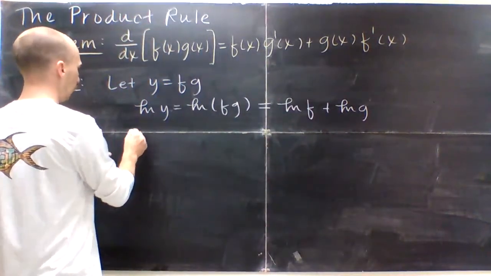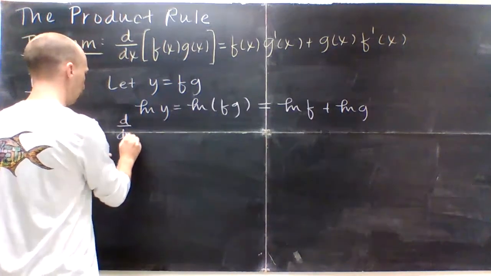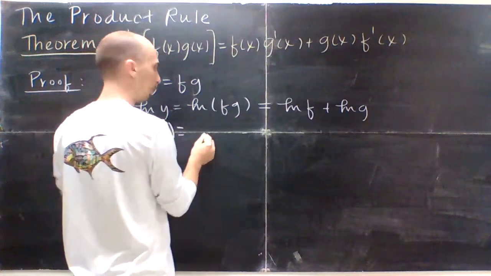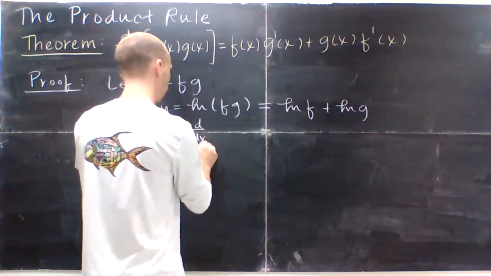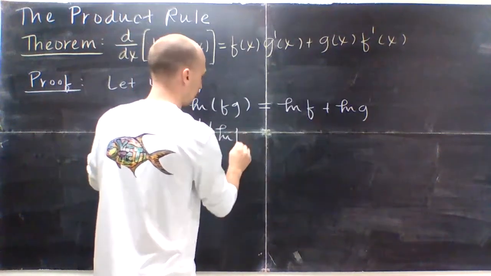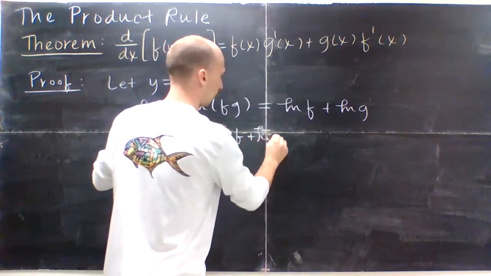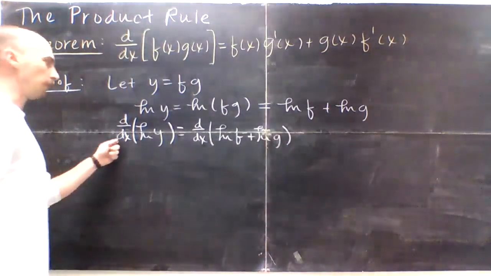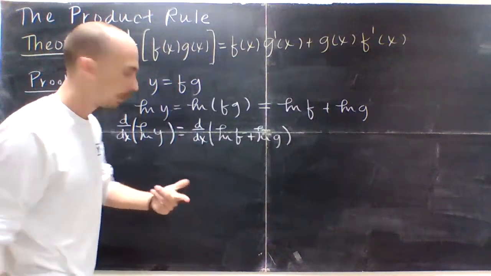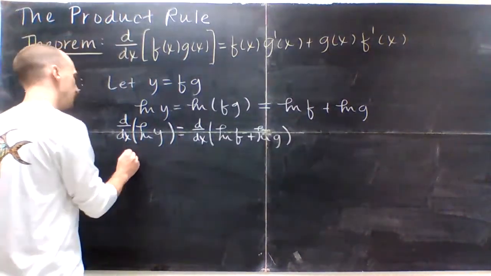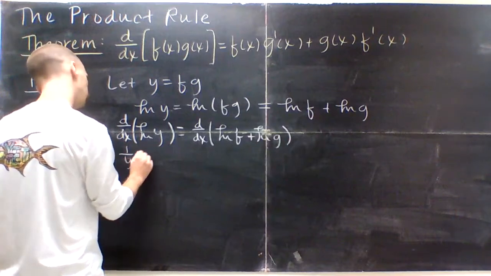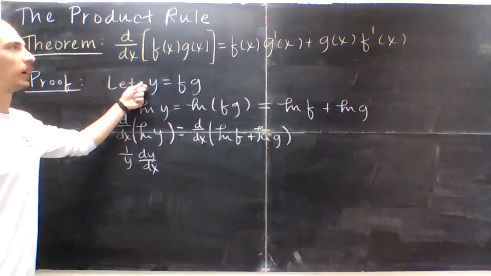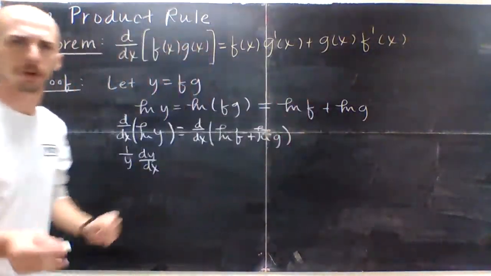Okay, so I'm going to take the derivative with respect to x of log y, and that's going to be equal to the derivative with respect to x of log of f plus log of g. The derivative of natural log of y with respect to x is going to be 1 over y dy dx. And I'm hoping to find dy dx and show that it's equal to that, right? Probably forgot to mention that at the beginning.